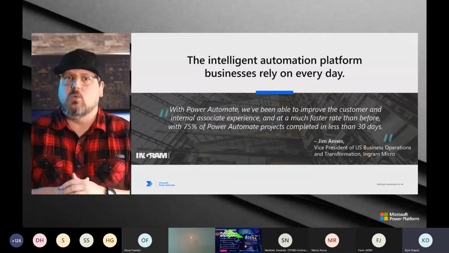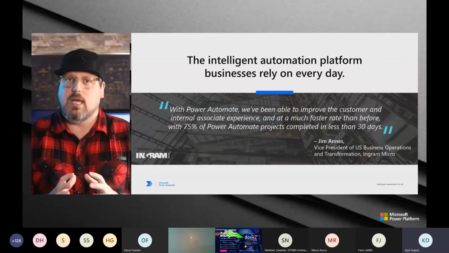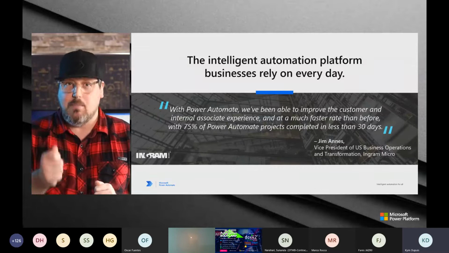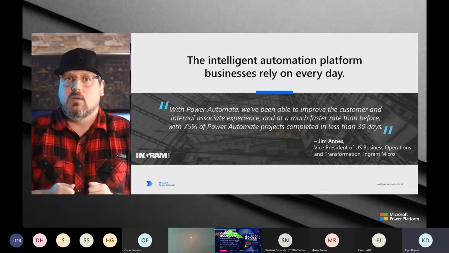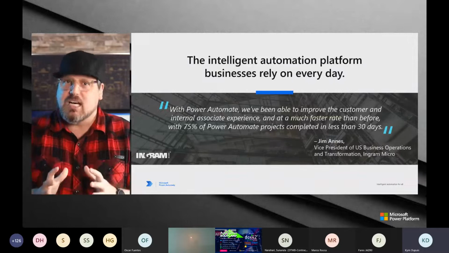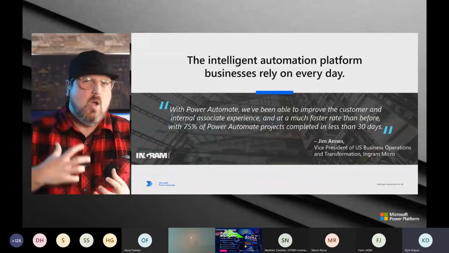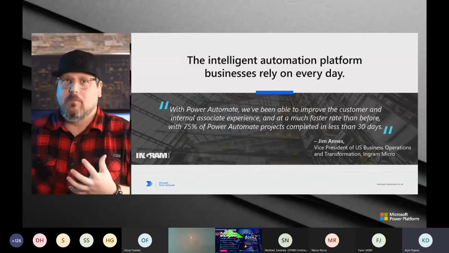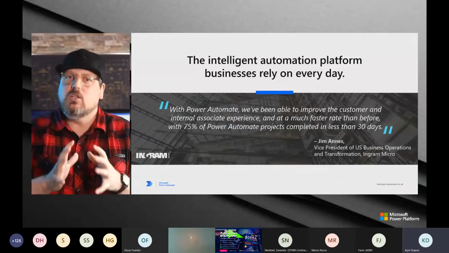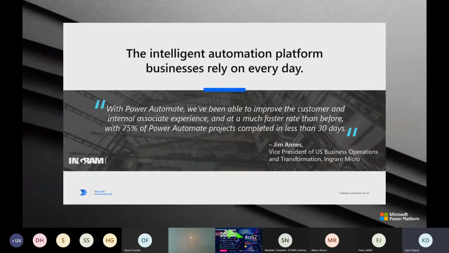And some of the success stories: when we look at Ingram Micro, they say that 75% of all the automation projects they make with Power Automate are delivered within 30 days. Automation is tough, it's complicated. You need to think about integration with other systems, repeating tasks, connecting to different people. If you can do that within 30 days on key automation processes, this is a huge deal.